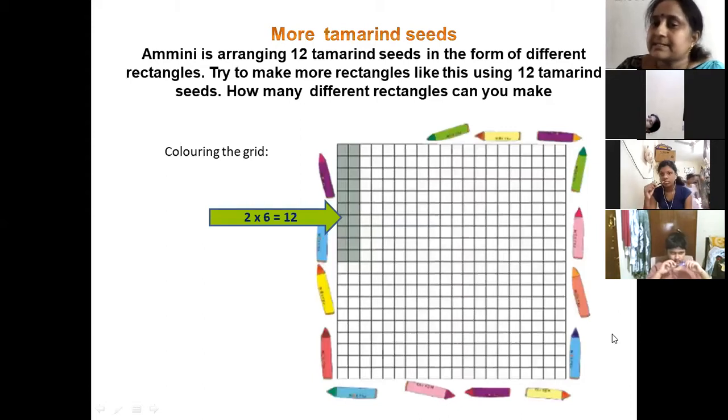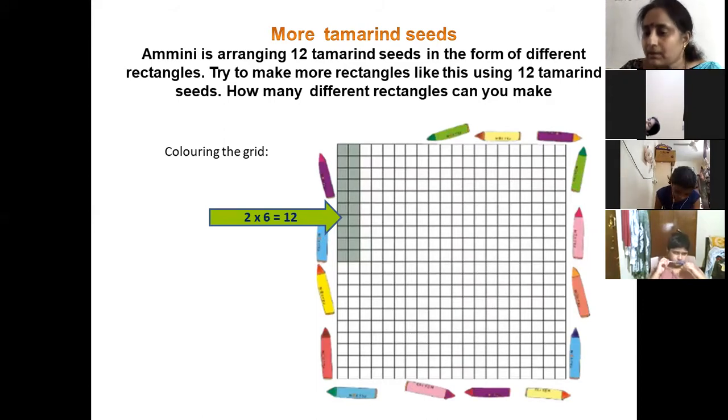More tamarind seeds. Amini is arranging 12 tamarind seeds in the form of different rectangles. Try to make more rectangles like this using 12 tamarind seeds. How many different rectangles can you make? In a previous class, you already did squares. Taking a small square, how many rectangles can you make using 12 squares, 12 one-square units? So like that, how many ways can we make?